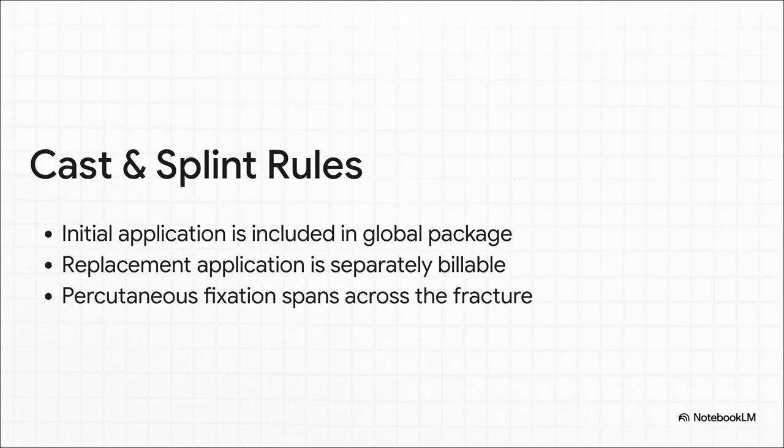Establishing this billing rule early is absolutely vital. The physician's initial cast or splint application is always included in the global surgical package. You do not bill for it. However, replacement applications during follow-up visits are separately billable using the 29,000 series codes. Oh, and don't forget the middle ground here, percutaneous skeletal fixation. That's where pins are driven straight across the fracture without a full surgical exposure.